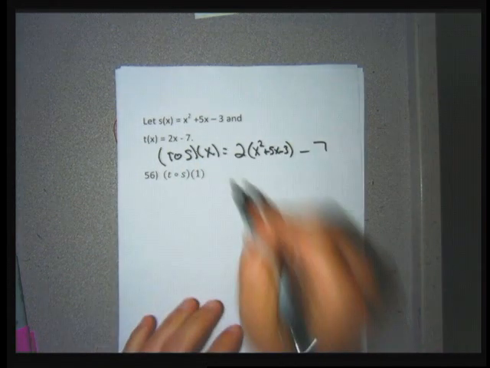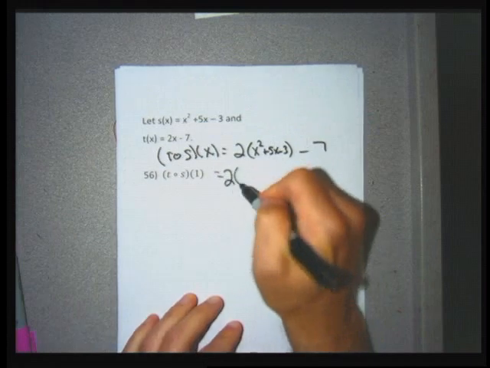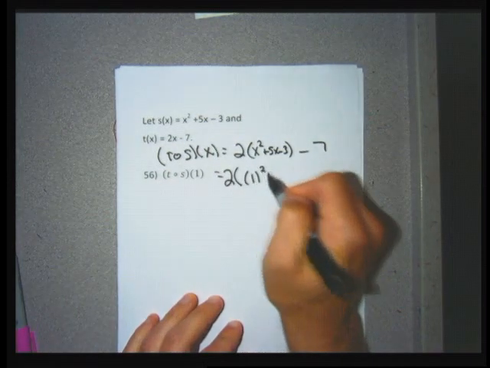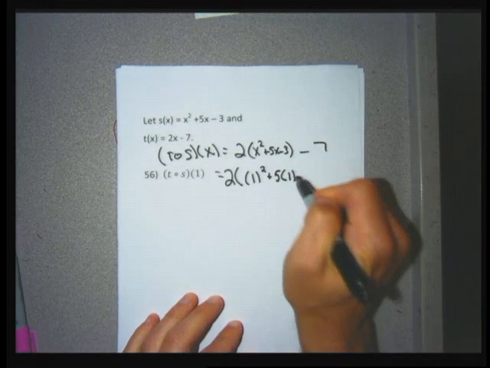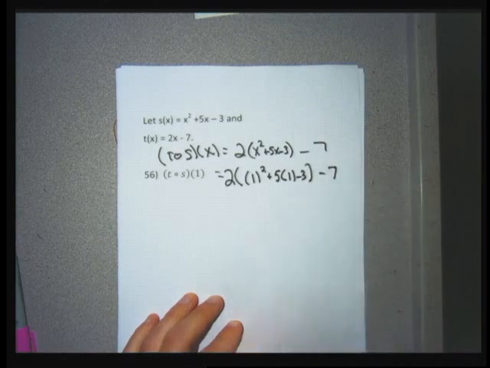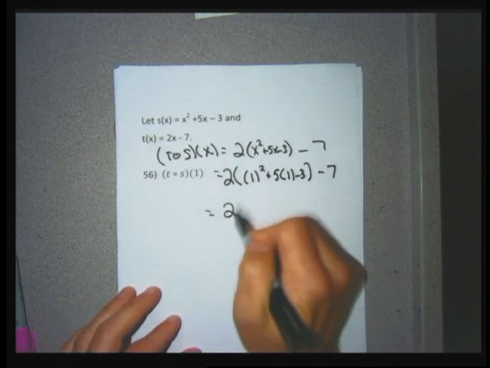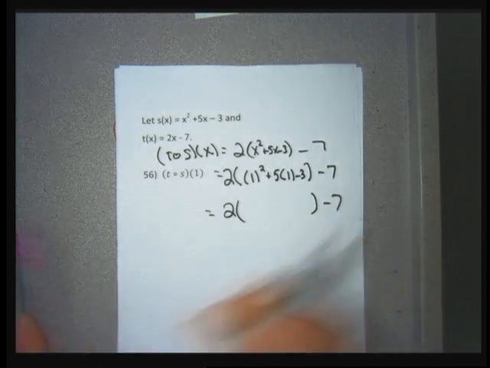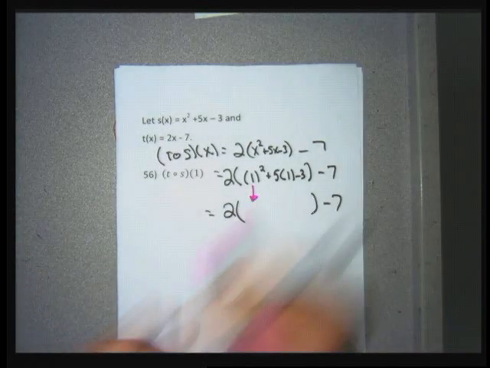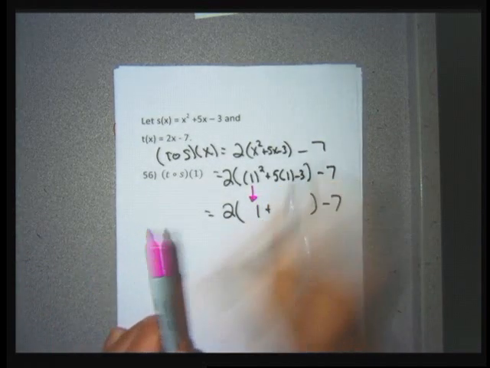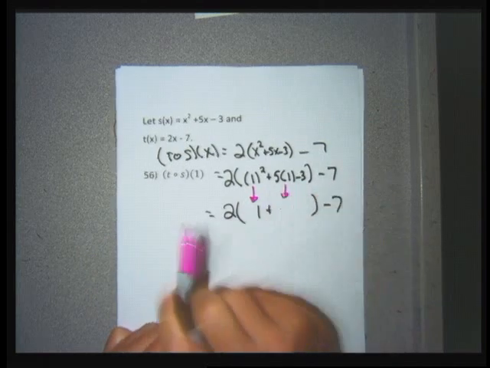Now I'm just going to change the x to 1 and go 2 times 1 squared plus 5 times 1 minus 3 minus 7. Simplify the inside of the parentheses down to a single number. 1 squared is 1 times 1, which is 1. 5 times 1 is 5.